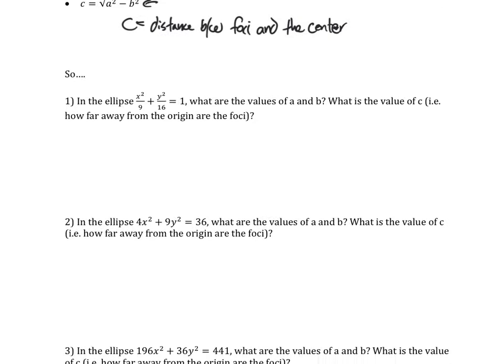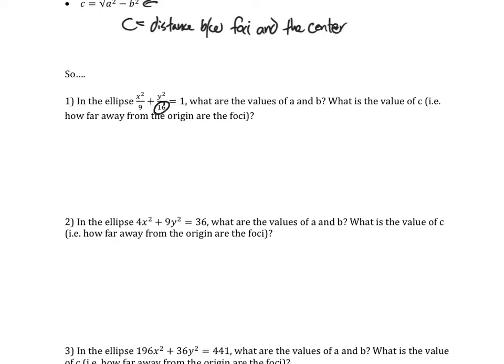So in the ellipse x squared over 9 plus y squared over 16 equals 1, what are the values of a and b? And what is the value of c? Okay, i.e., how far away from the origin are the foci? Well, let's take a look at this. What number is larger, 16 or 9? 16 is clearly larger since it's underneath the y. This tells you it's a vertical ellipse. We don't really need to know that in this case, but it's always good to practice.